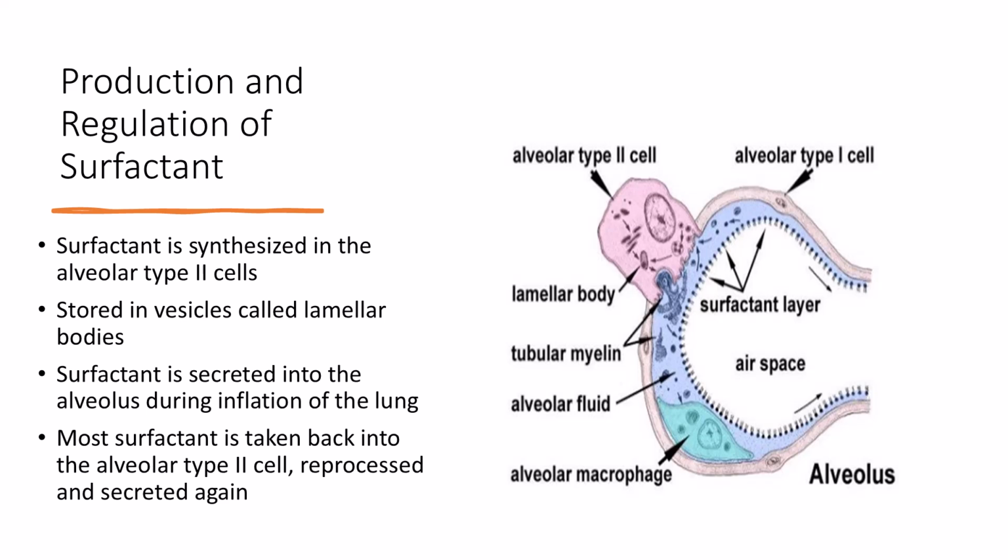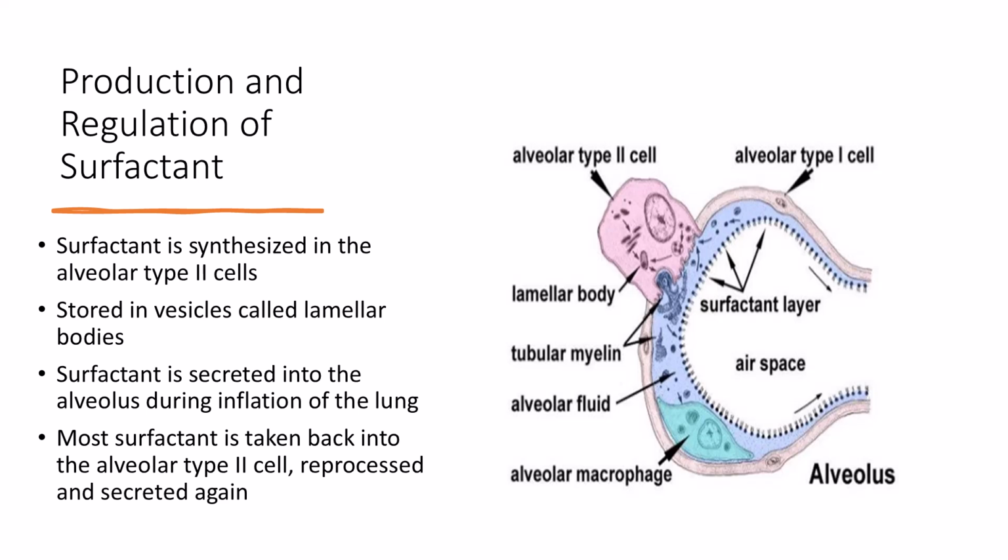Surfactant is primarily produced by type 2 pneumocytes, which are specialized epithelial cells located in the alveoli. These cells synthesize, store, and secrete surfactant, which is a mixture of lipids, primarily phospholipids like phosphatidylcholine, proteins, and neutral lipids like cholesterol. The production and regulation of surfactant involve several key steps and are influenced by various physiological and developmental factors.